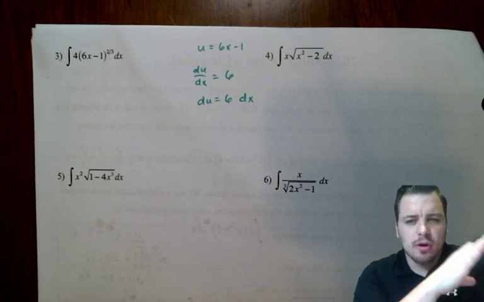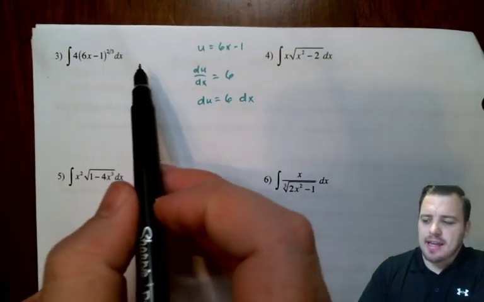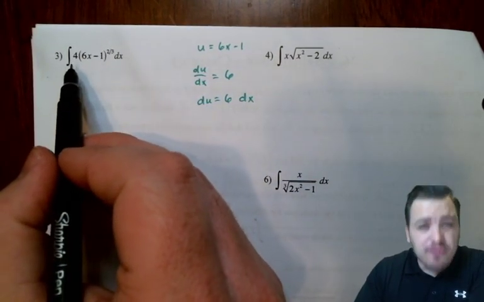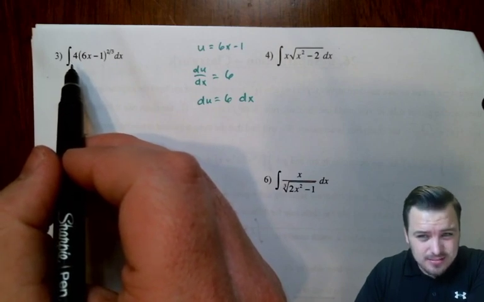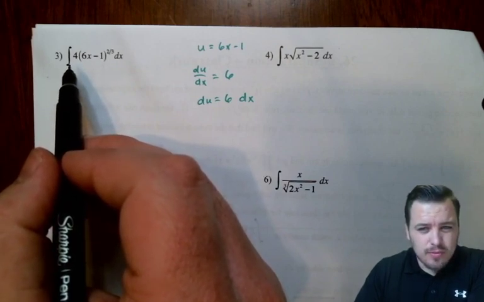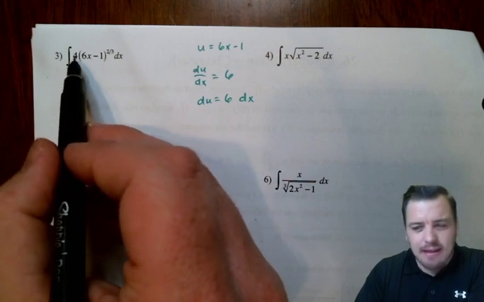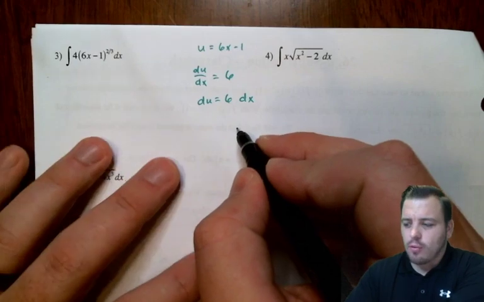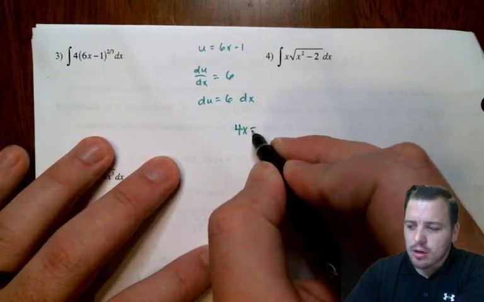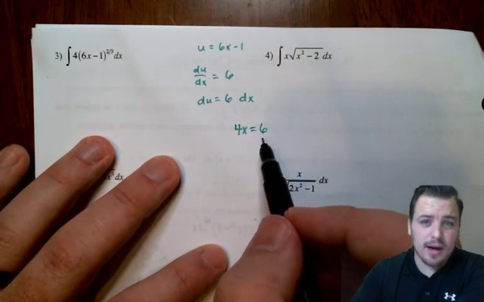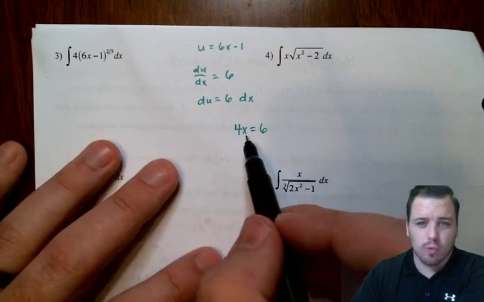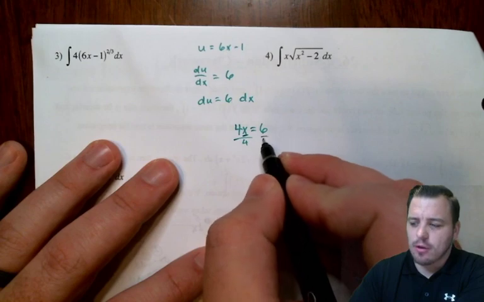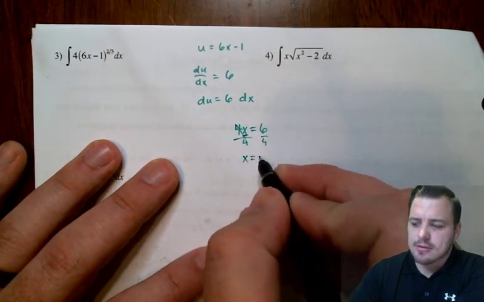Okay, so notice here, I have the dx. The dx is taken care of, okay? But here I have a 4 and not a 6. So that presents a little bit of a problem because I need that 4 to be a 6. So I ask myself, what times 4 will give me 6? Or 4x equals 6. 4 times what equals 6. Divide both sides by 4, and you'd see that x equals 3/2.